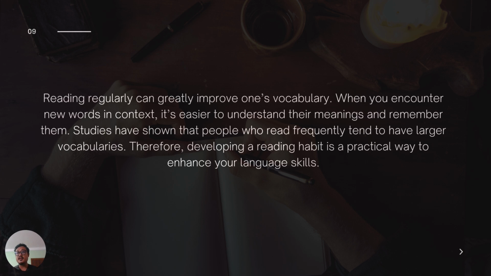Now that we understand the structure of a paragraph, let's practice dissecting one. Consider the following example. Reading regularly can greatly improve one's vocabulary. When you encounter new words in context, it's easier to understand their meanings and remember them. Studies have shown that people who read frequently tend to have larger vocabularies. Therefore, developing a reading habit is a practical way to enhance your skills.